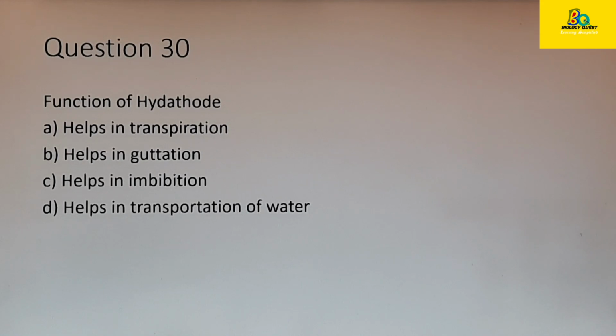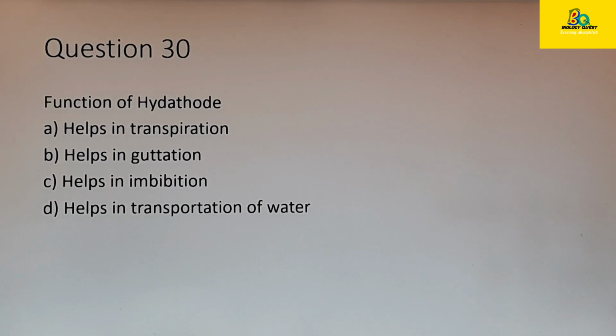Question 30. Function of hydathode. Helps in transpiration, helps in guttation, helps in imbibition, helps in transportation of water. Very easily you can identify the answer. It is option B, helps in guttation. Okay, what is guttation? Guttation is the process by which water leaves the plant in the form of water droplets through the hydathodes. So the correct answer is option B, helps in guttation.